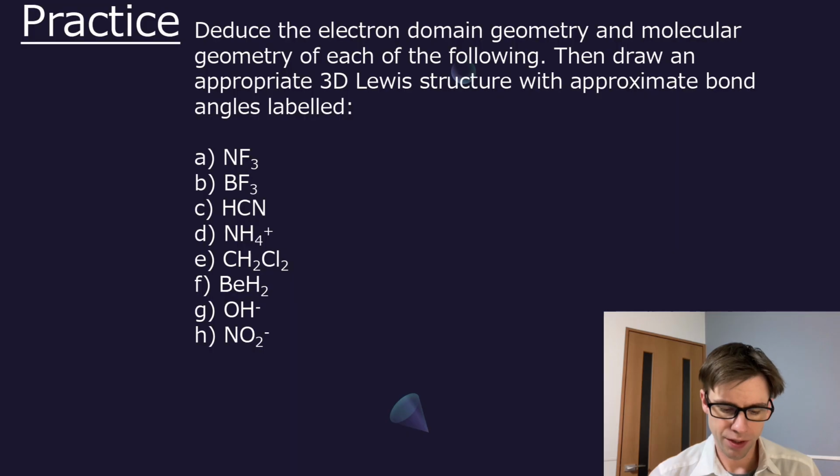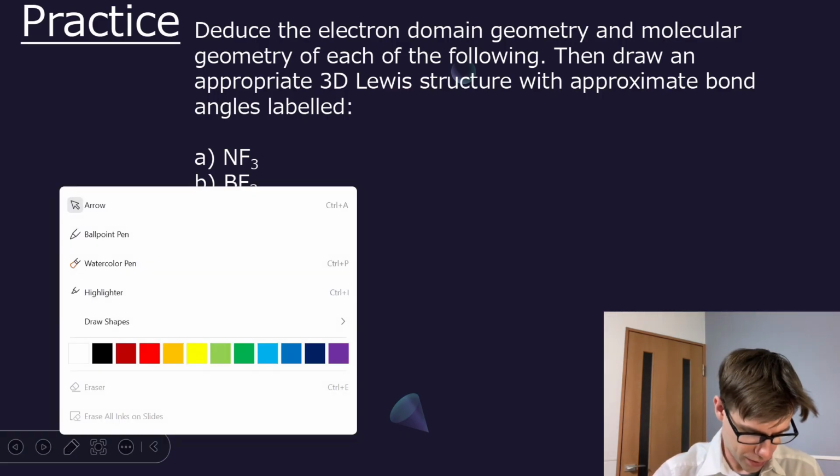Okay, so practice. Deduce the electron domain geometry and molecular geometry of each of the following, then draw an appropriate 3D Lewis structure with approximate bond angles labeled. So a lot of things to do, but keep in mind that you only need to draw a 3D Lewis structure if the geometry is actually a three-dimensional geometry. So things like linear, trigonal planar. The difference between a regular Lewis structure and a 3D Lewis structure is nothing, so just keep that in mind. So let's try this.